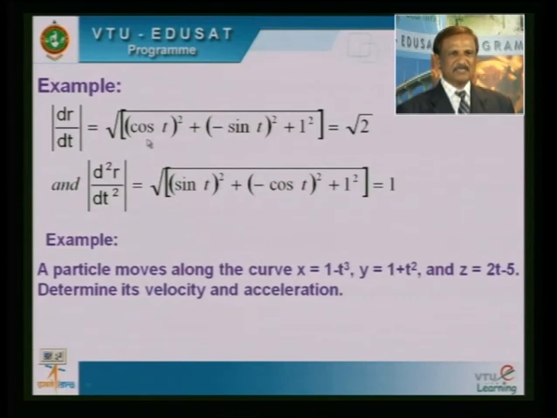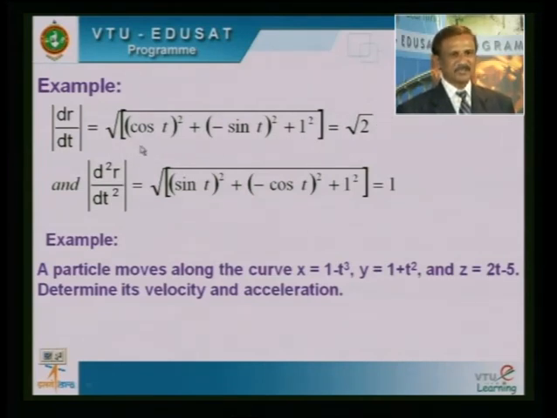Is it clear? In this example, the coefficient of i is cos t. That's why here I have written cos t whole square, plus the coefficient of j is minus sin t, so I have written minus sin t whole square, plus the coefficient of k is 1, so I have written 1 square. And you know the formula, cos square theta plus sin square theta is equal to 1. I hope in this case it becomes 1 plus 1 square, means 1. 1 plus 1 is square root of 2.